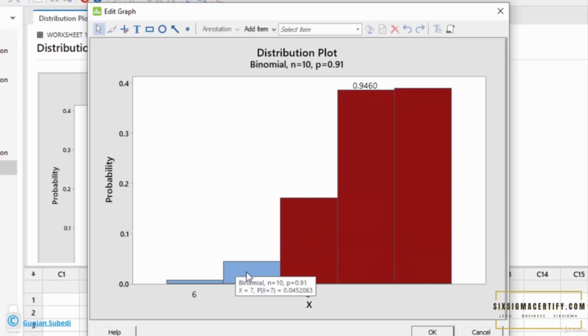So summarizing, the probability of landing of 7 flights in time was 0.045 or 4.5%. The probability of landing all the flights in time was 0.389. And the probability of landing at least 8 flights in time is 0.946.